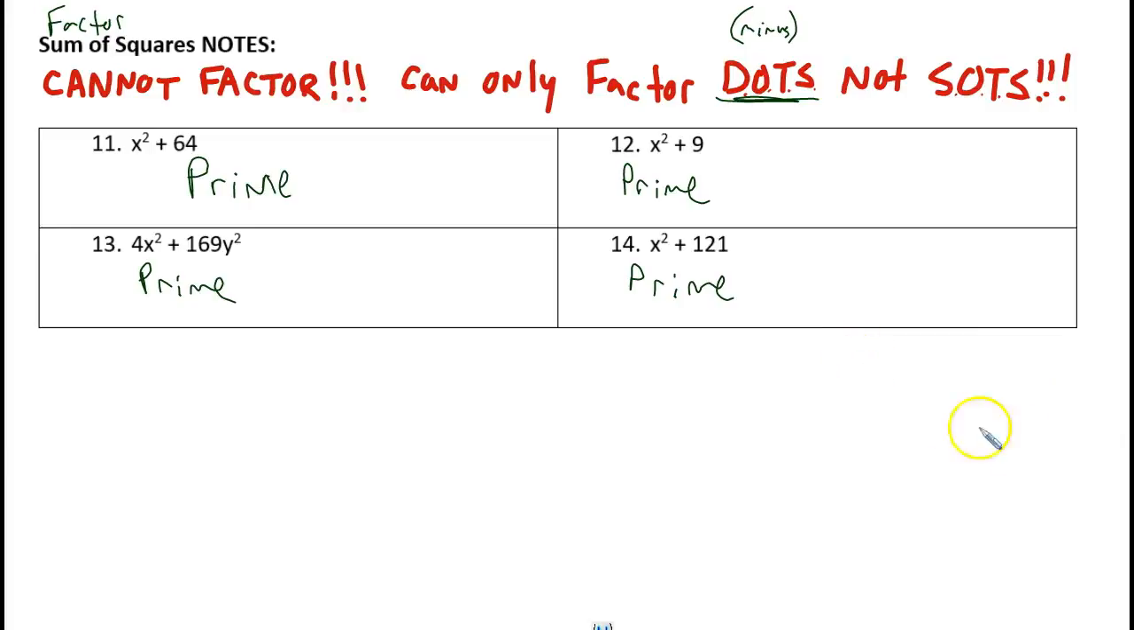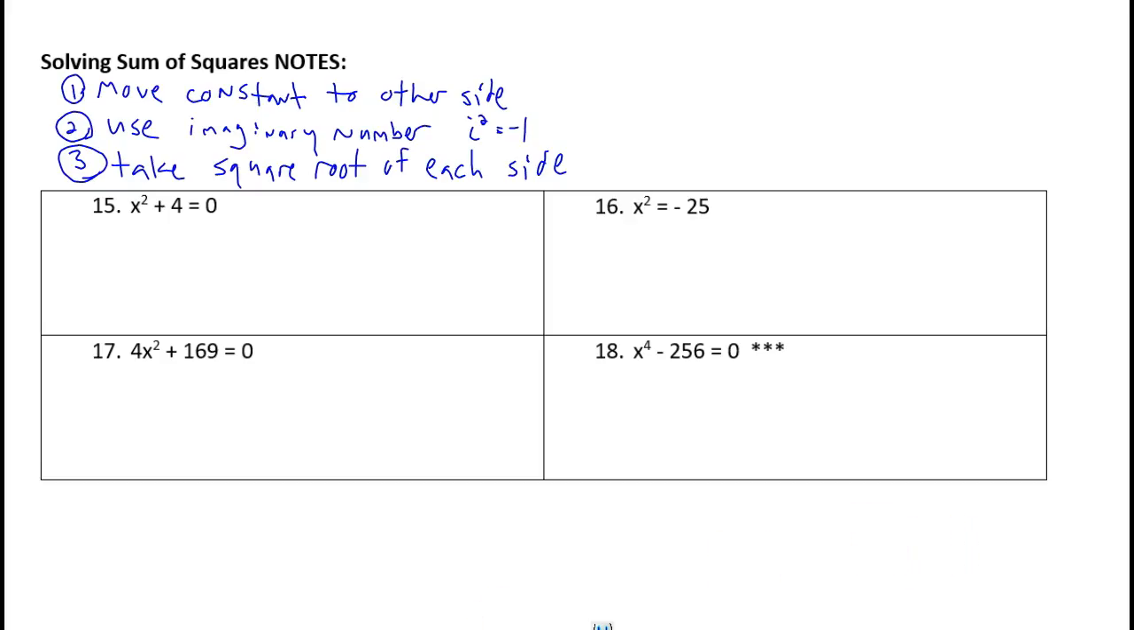While we cannot factor them, we can solve them. The quickest and easiest way to solve these kinds of equations is to use the square root method that we learned earlier in this unit, which is you move the constant to the other side using addition or subtraction. Since this is a plus 4, I'm going to subtract 4 on both sides of the equal sign to get x squared equals negative 4.